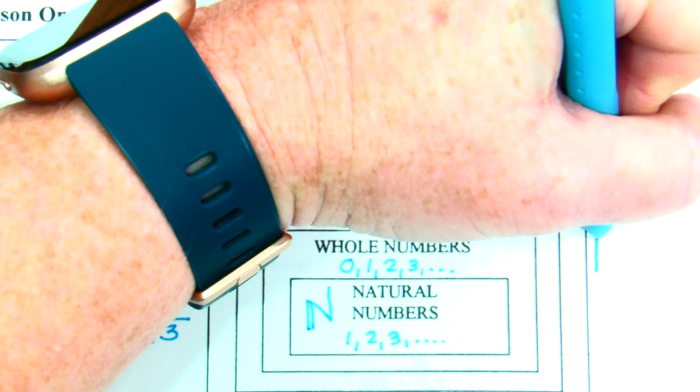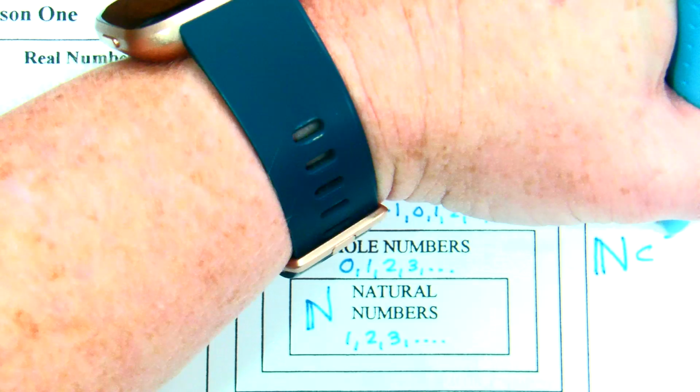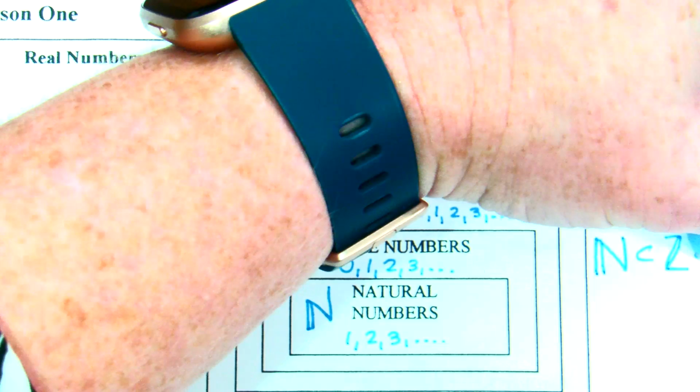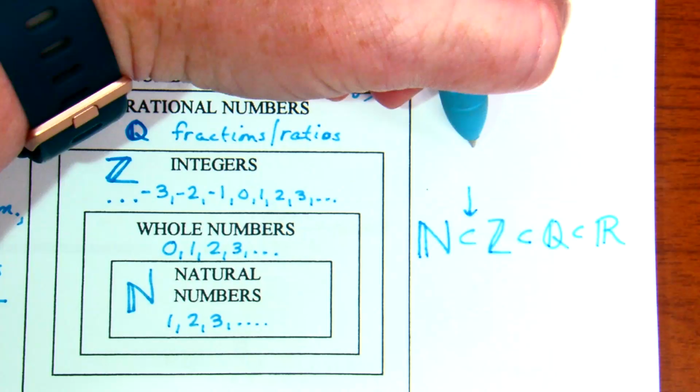Fancy set notation that you might see. The natural numbers are a subset of the integers, which are a subset of the rationals, which are a subset, oops, you can't see what I'm writing, sorry, of the reals. And so that little sideways U is what it looks like, almost like a C, but it's like a sideways U, means is a subset.